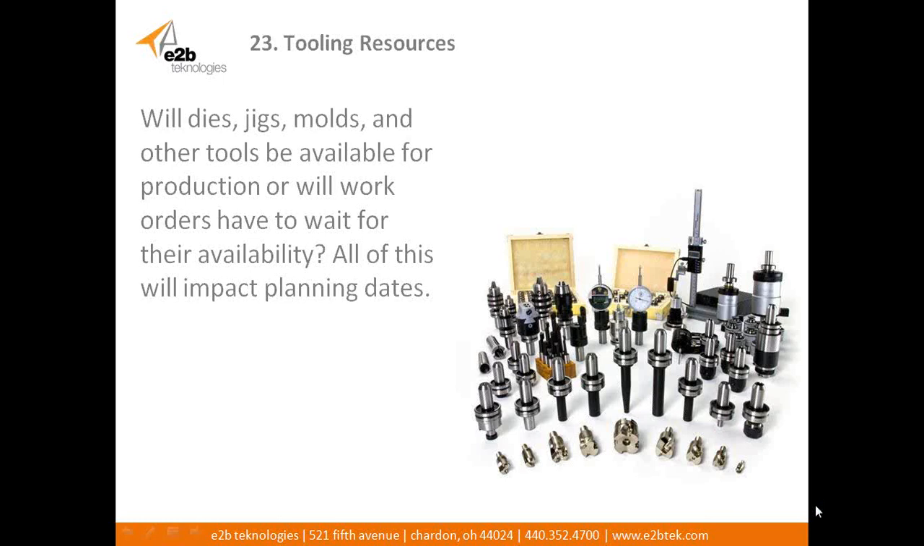Jigs, a lot of industries, there's jigs that hold the things together when they're making them. Dies and molds, if I'm in plastic injection molding or stamping operations. If I only have one die that the stamping press can use, I can't run that job on multiple presses. If I only have one mold that can make this particular item, then I've got to wait until that mold's available for me. So again, all of this is going to impact your planning.